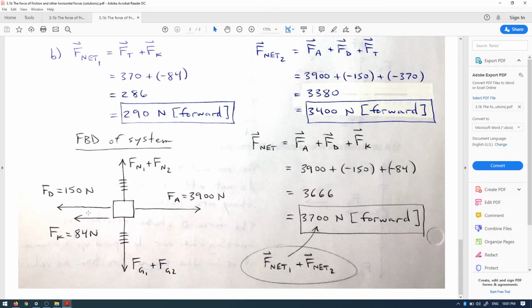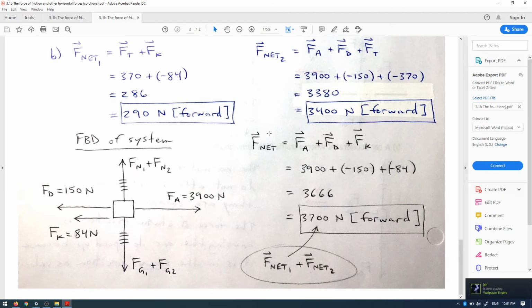and the snowmobile, then I only have 3,900 newtons minus 150 minus 84, and I'm going to get 3,666. And so if you account for single digits, you get 3,700 newtons forward. So that's the total net force. You could have also gotten it by going 290 plus 3,400.